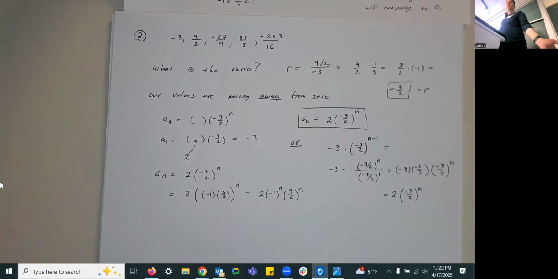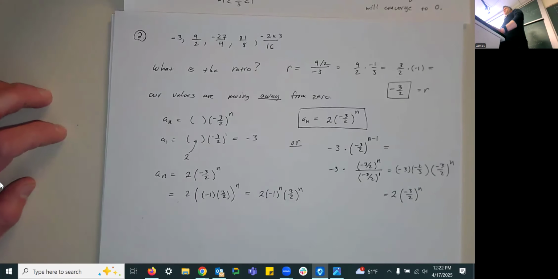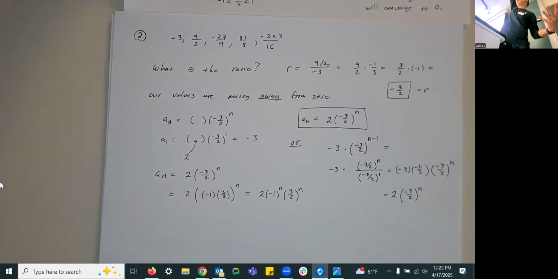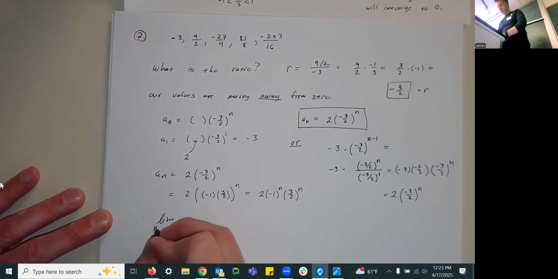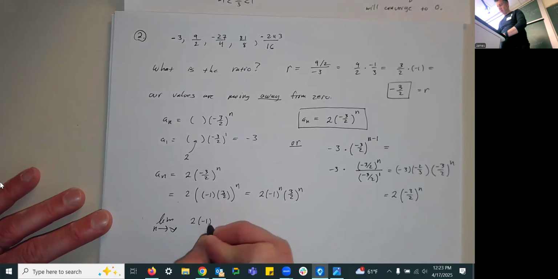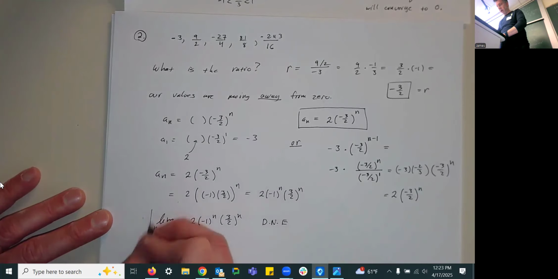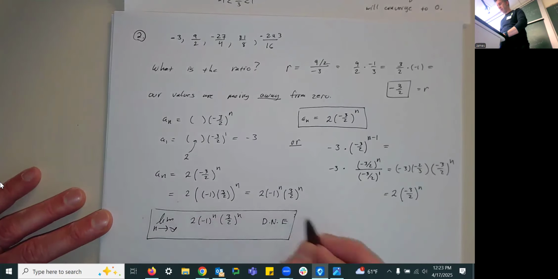So now we can ask the question, what is this limit? What's this sequence doing as we go further and further out? Well, we said we were moving away from 0, but we're also bouncing back and forth between positive and negative. So we're going to be really positively large, and then negatively large, and then positively larger, then negatively larger, and then positively larger. We're going to go closer to positive infinity every other term, and closer to negative infinity every other term, meaning the limit's not going to exist. So here, the limit as n goes to infinity of 2 times negative 1 to the n times 3/2 to the n doesn't exist, because we're going back and forth between ever increasing positive and negative numbers.